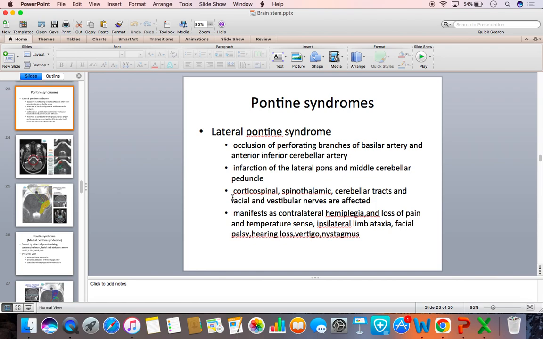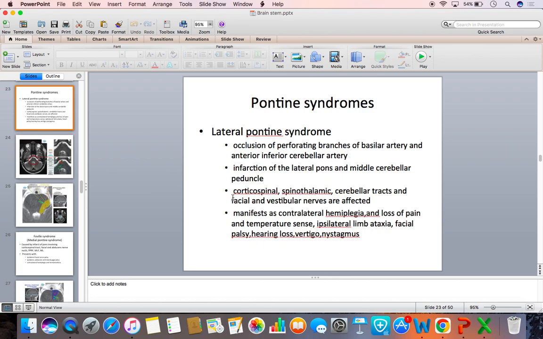So if you understand the structures in that part of the pons, say it is the lateral pons, or the medial pons, or the ventral pons, you can easily understand the clinical manifestations of that particular syndrome. That is the reason why the anatomy of the neuraxis is very important for you, the students, to understand the clinical presentation. Say, lateral pontine syndrome. I'll give you an example.